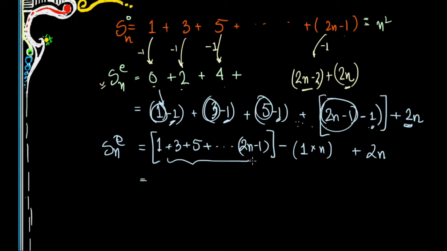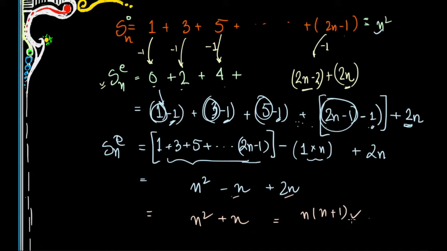So what was this expression? Well, we had already found out that it was just n squared. This is minus n, and this is plus 2n. So now it's taking some shape. What can we write this as? Well, 2n minus n is just n, and you have n squared there. So you basically get n squared plus n. That is what you get as a sum of first n even numbers.